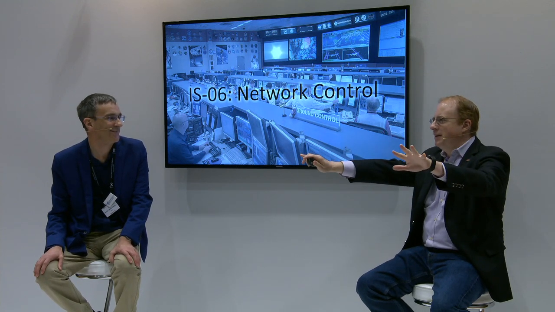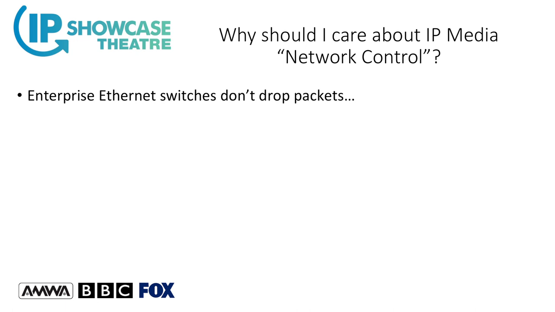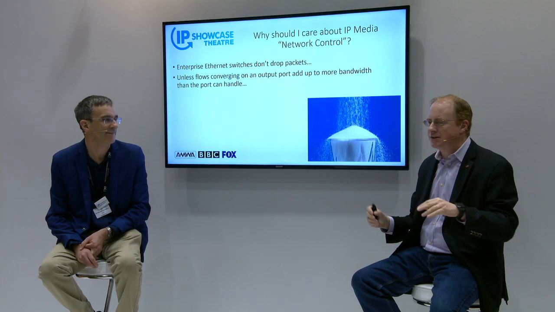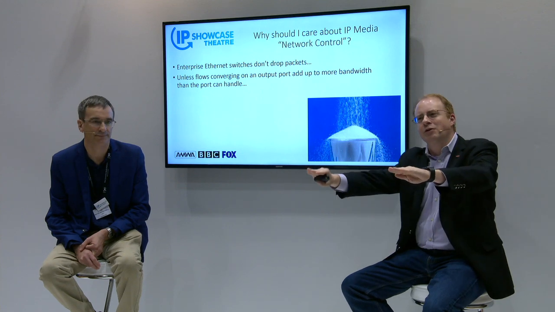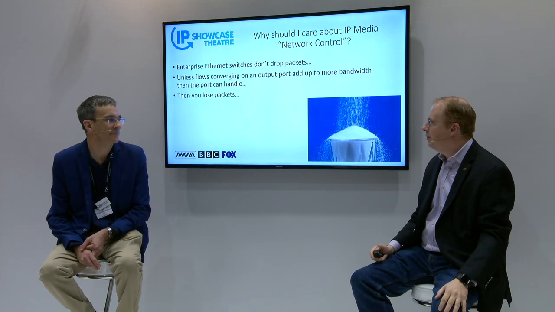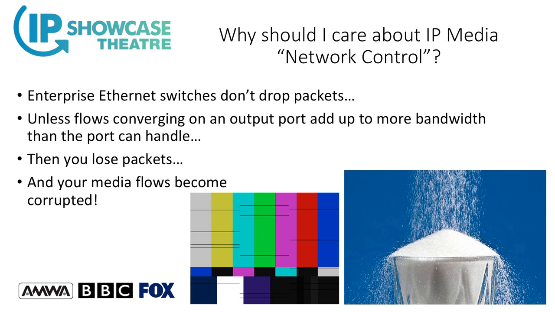Right, so we've got 2110 transport, ISO 4 registration and discovery, ISO 5 connection management. The challenge with ISO 5 is that you might make a connection, but do you have the bandwidth to make that connection? Enterprise Ethernet switches don't drop packets. We've done a lot of testing in my lab to make sure, but they don't drop packets if you do not have flows converging which are higher than the rates of the output ports. If you have 10 gigabit ports, a 10 gigabit flow coming in one port and a 10 gigabit flow coming in another port, that's fine. If they both come out together and you're trying to shove 20 gigabits per second through a 10 gigabit port, you lose packets. That's just the reality of the situation. And if you lose packets, your media starts getting corrupted. We don't want that to happen.